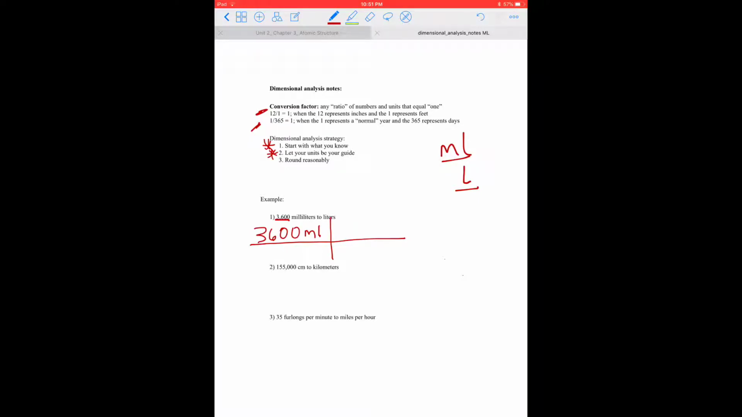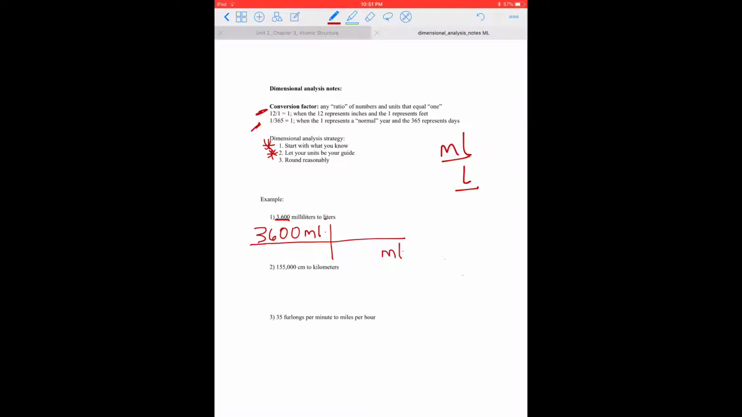So I've got milliliters on top, but I don't want my final answer to have milliliters. I want my final answer to have liters. So what I'm going to do is when I convert, I'm going to put my unit that's on top here also on the bottom so that it cancels. So before I even start putting numbers in here, I'm going to put the same unit I have on top down here on the bottom.